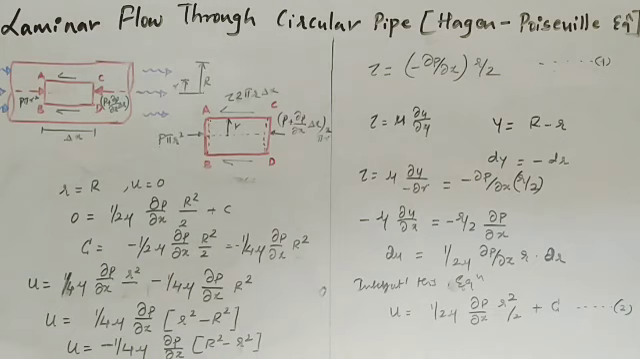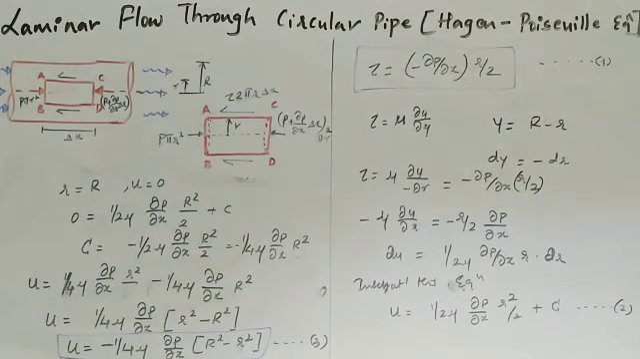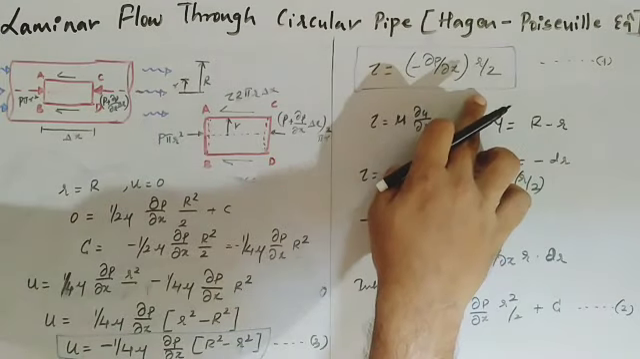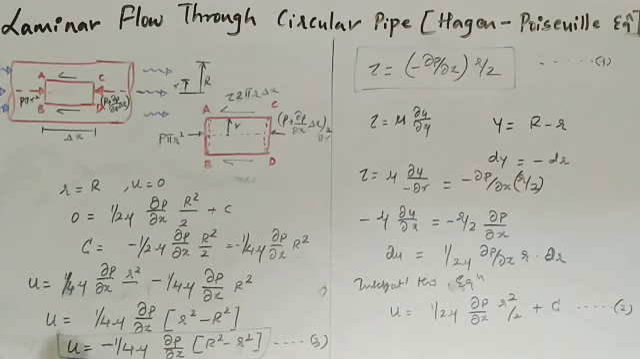Now this is the velocity equation for laminar flow in a circular pipe. This is the first equation, the shear stress equation for the flow through circular pipes, and similarly this is the velocity equation for laminar flow through the circular pipe.